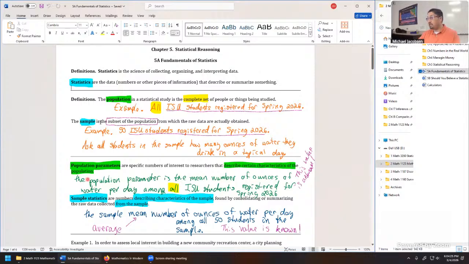Any questions or comments about population, sample, or parameter versus statistic?